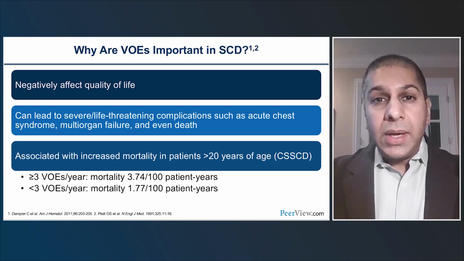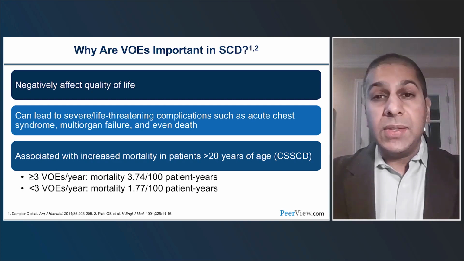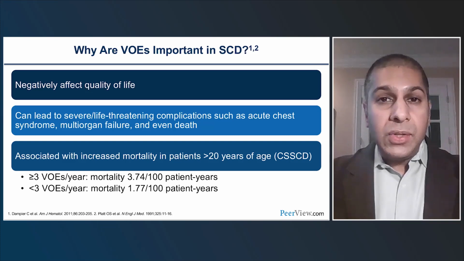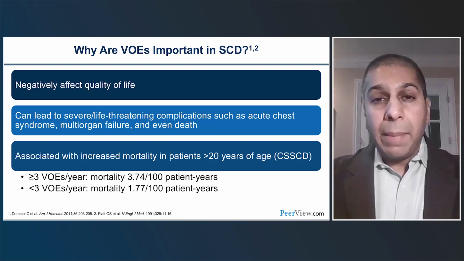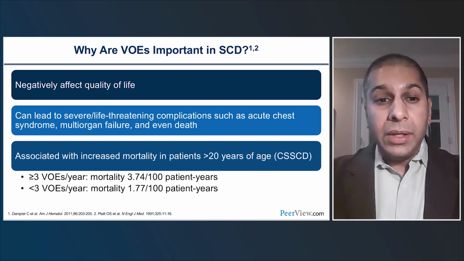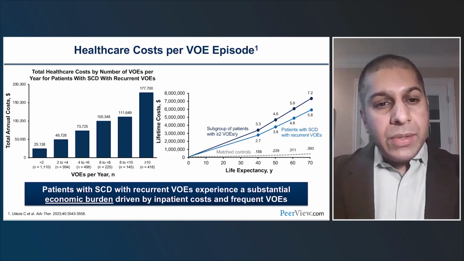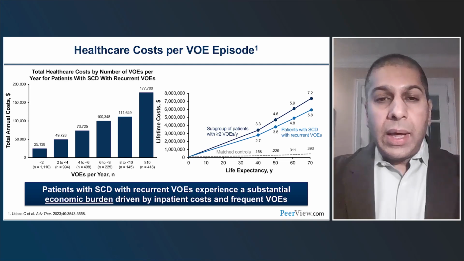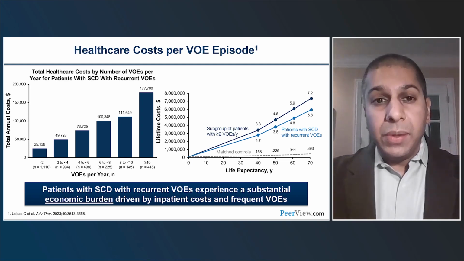And in the cooperative study of sickle cell disease, or the CSSCD, which really taught us a lot about the natural history of sickle cell disease, those that were over 20 years of age and had 3 or more vaso-occlusive episodes per year were at a 2-fold higher risk of early mortality compared to those with less than 3 vaso-occlusive episodes per year. And here's some recent data, and there's a lot of data showing that those that have frequent vaso-occlusive episodes really cause a lot of healthcare costs and healthcare utilization.